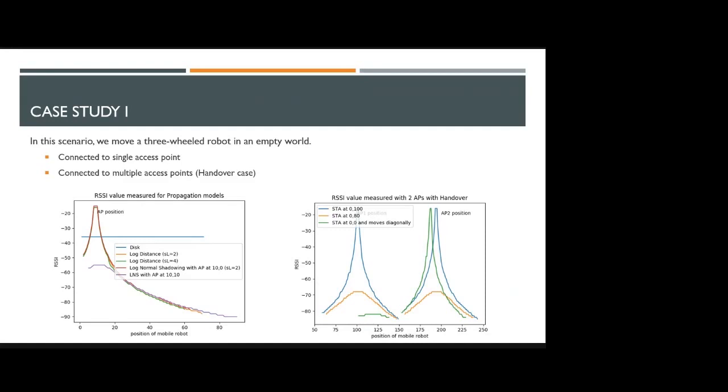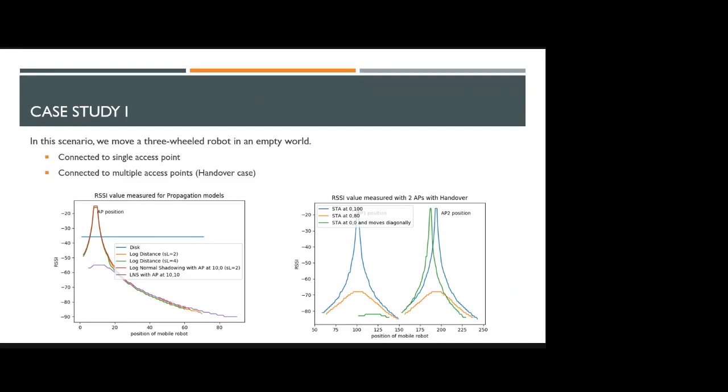The first figure on the left shows how the RSSI value measured in the network simulator changes with respect to the position of the mobile robot. As you can see here, the position of the access point is around 0,10, and you can see the RSSI value measurement is highest at that particular location. So basically, as the robot moves across, when it moves closer to the access point, the received signal strength is higher. As it moves away from the access point, the received signal strength drastically decreases.